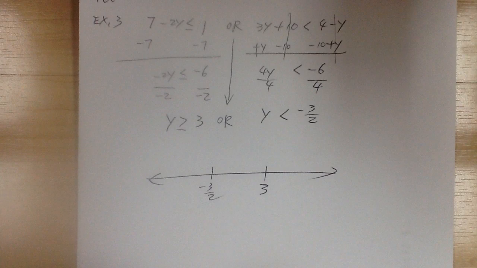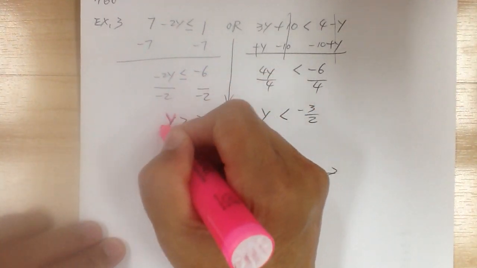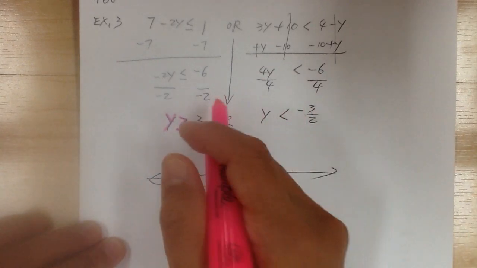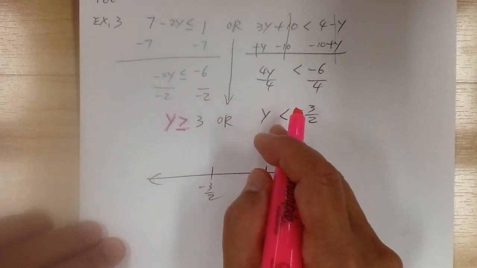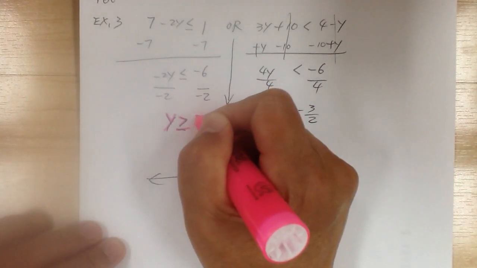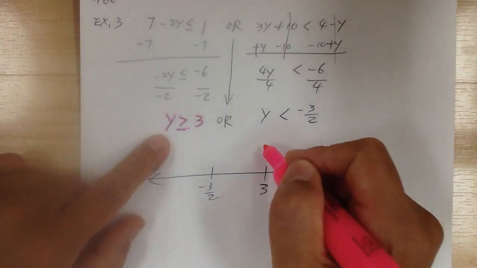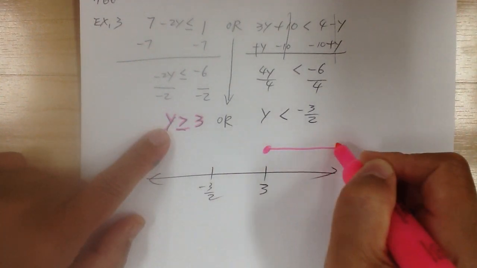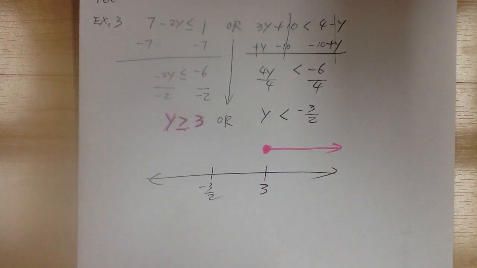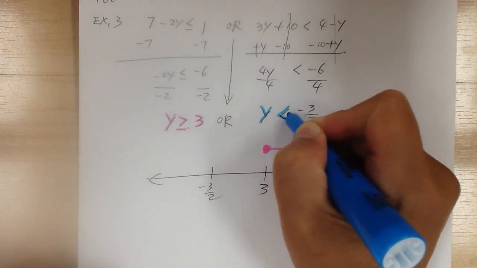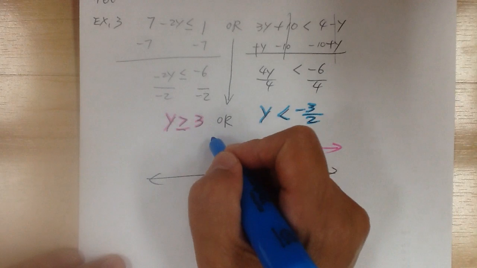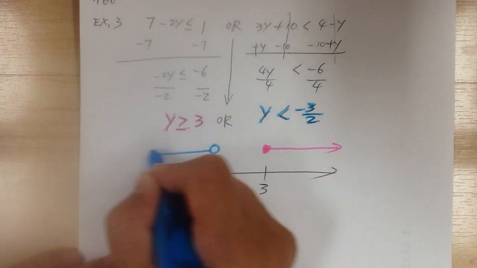So again, I'm going to color code. You want to double check because sometimes the answer may be different. Sometimes this may be the final answer, sometimes it may not, because sometimes when you combine, you're going to end up with all real numbers. So just be aware of that. So this is going to be greater than, so it's going to go this way. Again, it's going to be a dot. And then the blue one. So it's negative 3 over 2, and open circle, go this way.